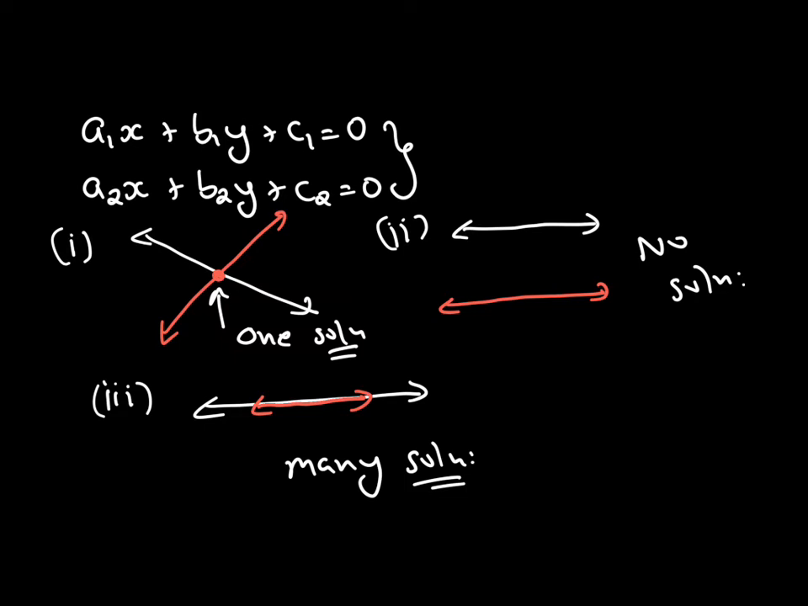So these are the only three cases, one of which will be true when we graph any pair of linear equations. We will look at some examples of how we graph a linear pair of equations and see how we come to the conclusion of finding the solutions.